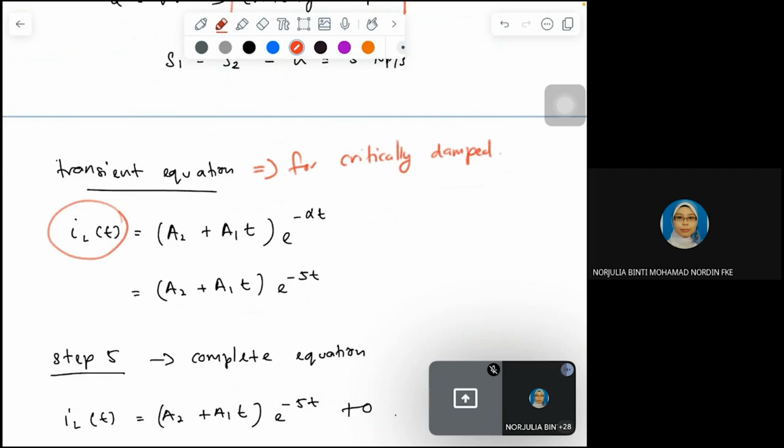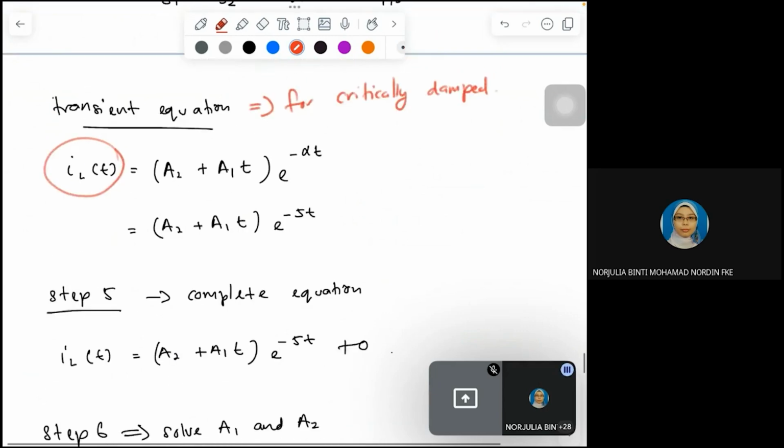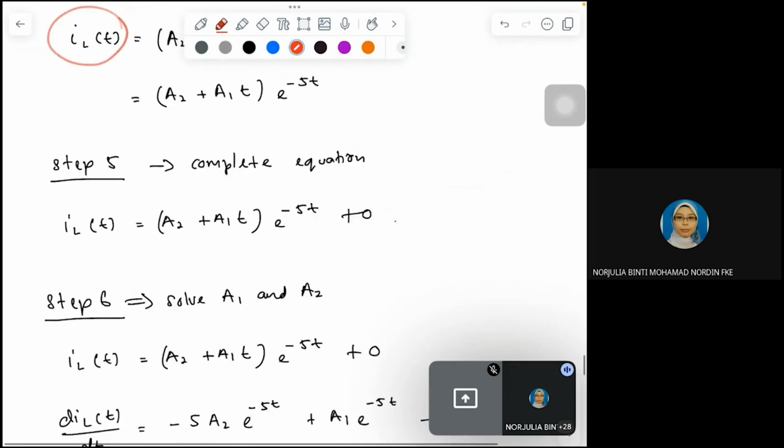All right. And then after you write down your transient equation, move to step 5 to write down the complete expression of your I for the second order circuit by adding the transient. This is the transient equation, and this is the final value. Final value is equal to 0 because this circuit is a natural response circuit.